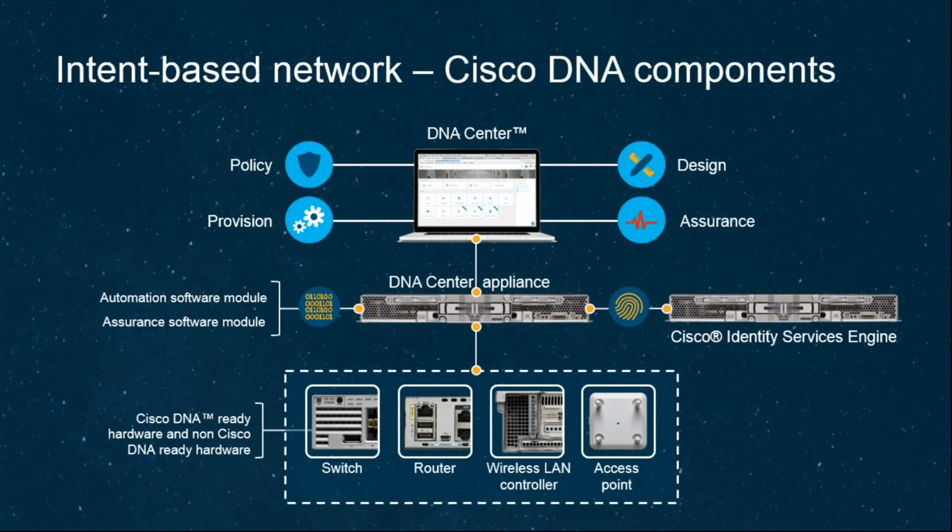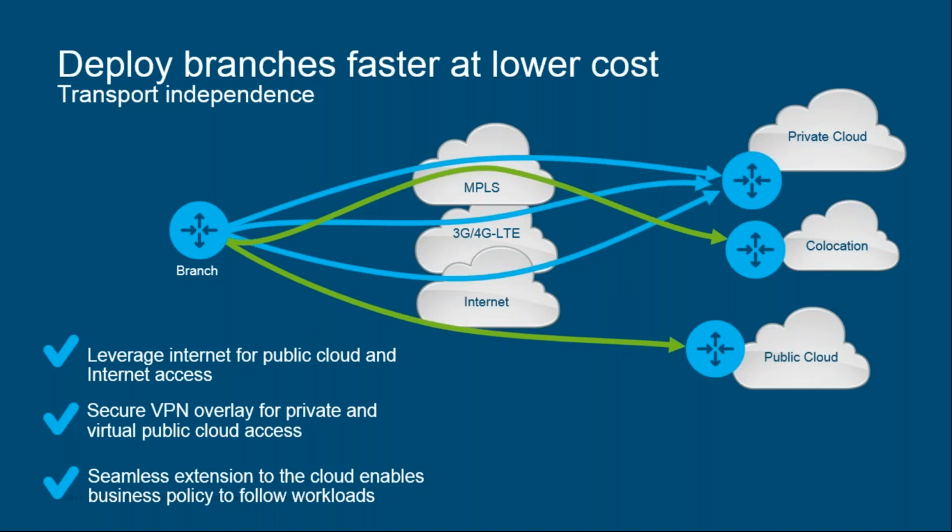And this cuts across your entire infrastructure, from your switches, your routers, your wireless LAN controllers, your access points, even your servers as well. I've talked a little bit about this before, like deploying your branch. It makes your branch network faster and lower cost. Imagine you have some class of application traversing the MPLS network, and another class of application traversing the internet, either to the public cloud or even to your branch office. You can leverage the internet for public cloud and also for internet access, and also secure it with VPN. And then we can create seamless extensions to the cloud to enable business policy flow and workload.